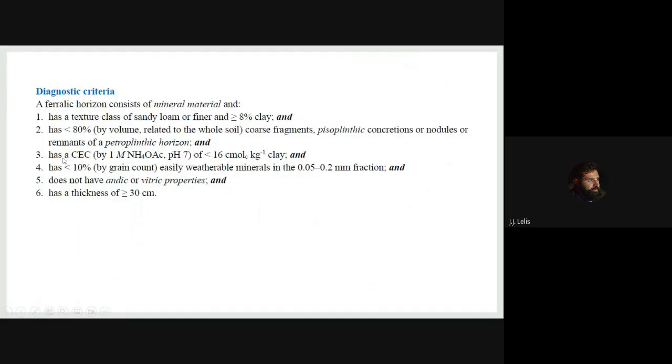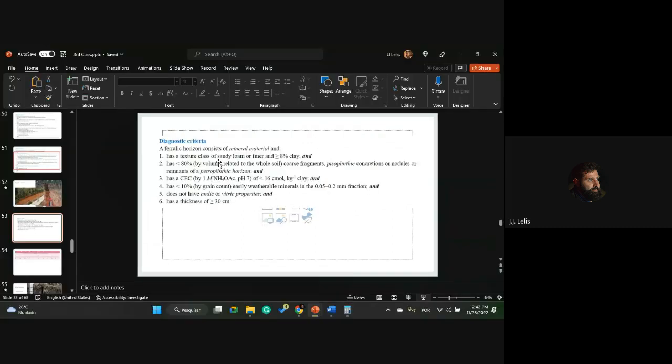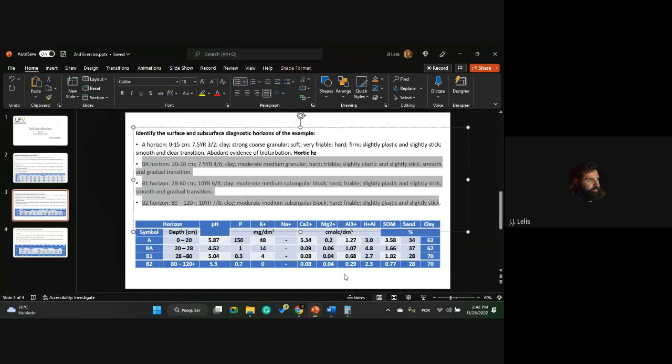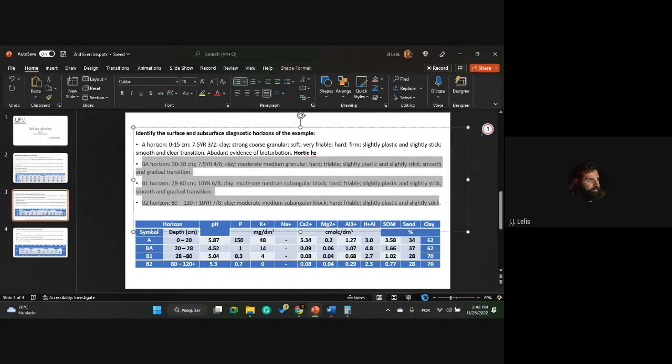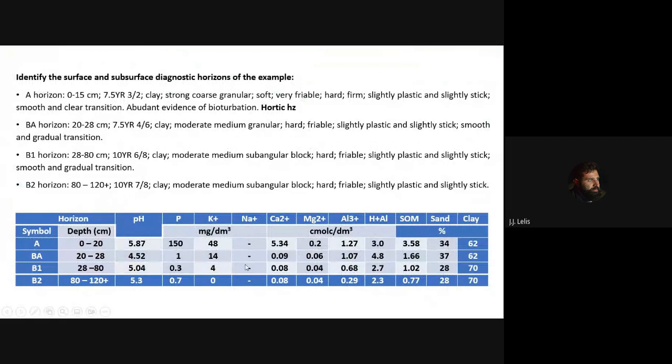We have a cation exchange capacity divided by the clay content that's lower than 16. So let's see. In this specific case, if we calculate the CEC of the B2 horizon, let's calculate this.